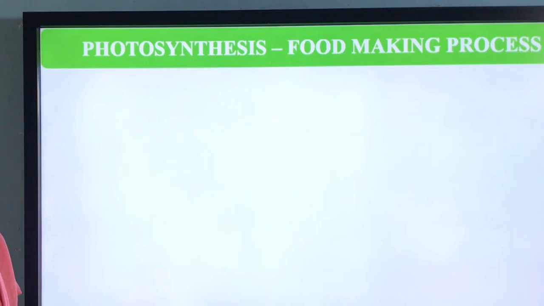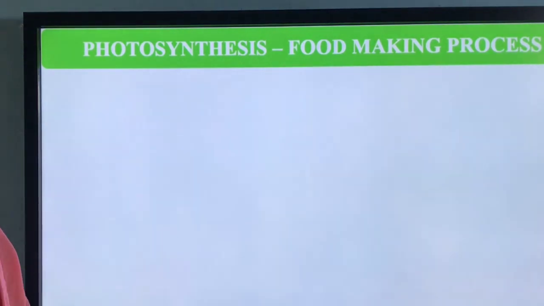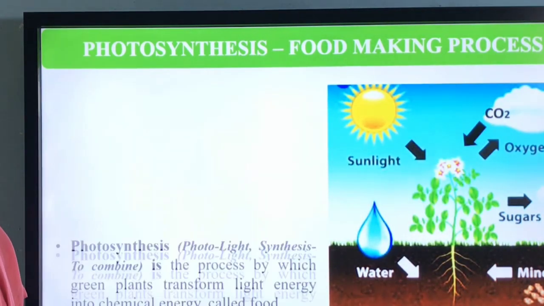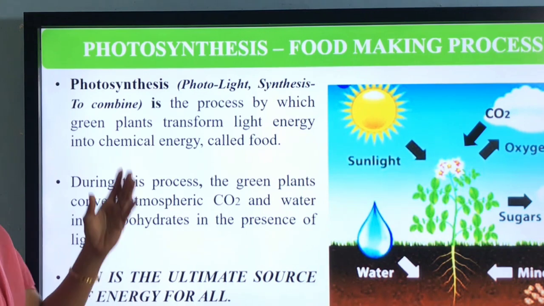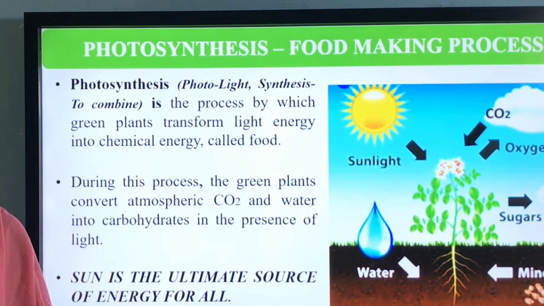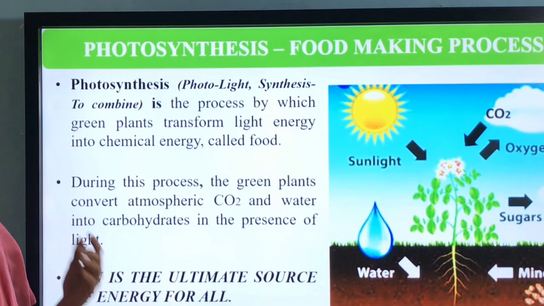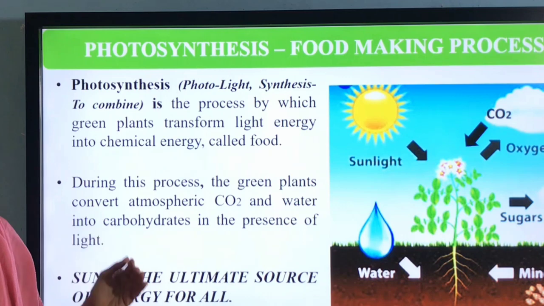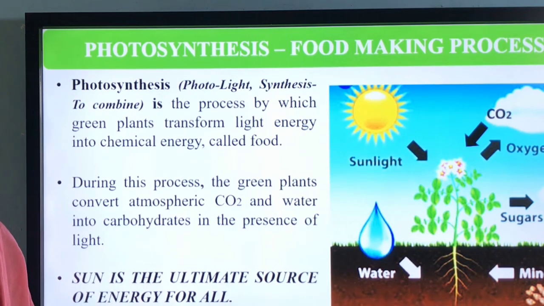Now, in this food making process, we are going to deal with how the photosynthesis process takes place. In green plants, with the help of solar energy, the food is prepared. Here the sunlight is converted into chemical energy with the help of a pigment called chlorophyll, which is present in the leaf.